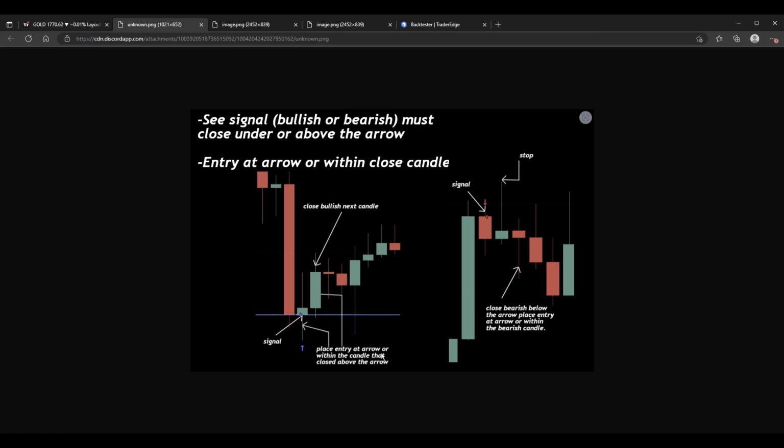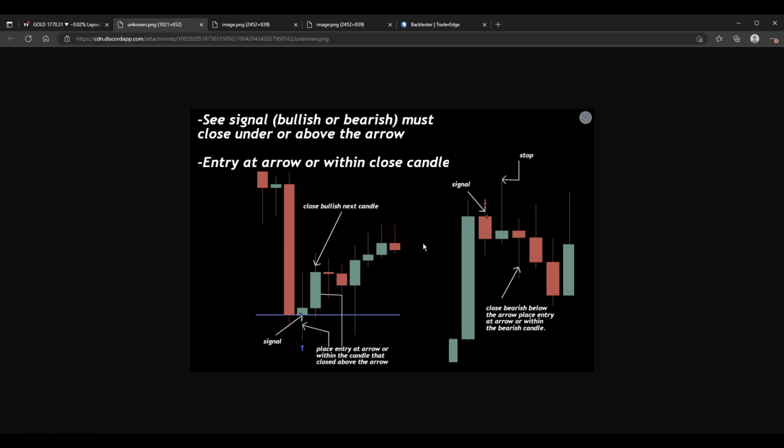Place the entry at the arrow or within the candle that closed above the arrow. So what that means is you could have placed an entry here and then just wait, got filled. Your stop loss would have been underneath this low, or say there was more of a significant low left, then you could use that low. But if you want to have strict rules, because it works both ways, for someone that's new, just put it under here. I've even done tests where I've just put it underneath the arrow and it's worked. So obviously this took off. That would have been a sniper entry here.